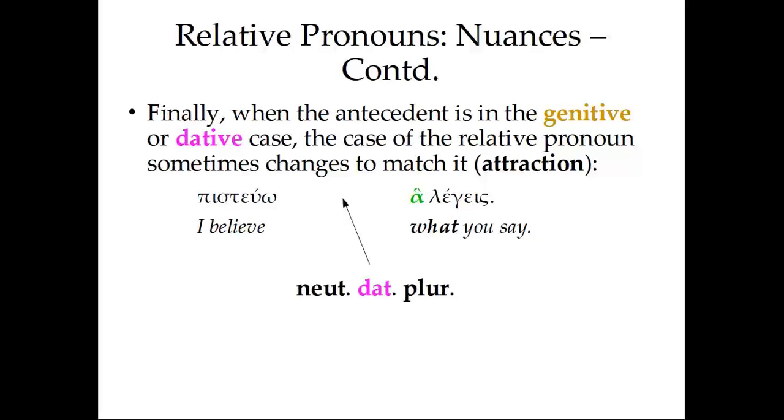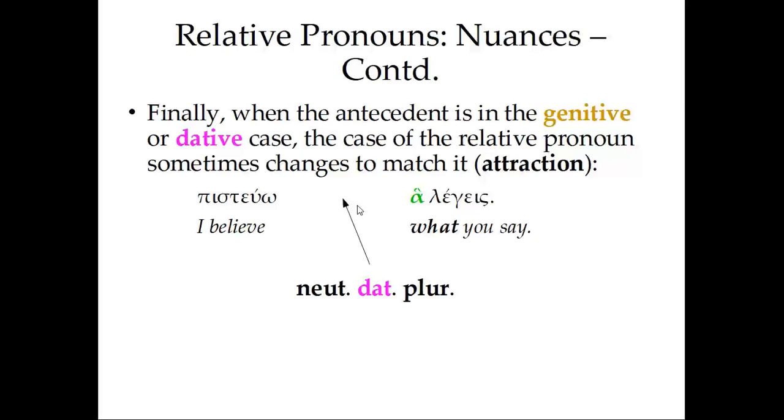What is dropped out is an antecedent that would have been in the neuter dative plural. We know neuter plural just by looking at the relative pronoun there. It tells us neuter plural has to be the same gender and number as our antecedent, so we can really deduce that. And we know that's in the dative because if we know anything about the verb pisteo, it takes an object in the dative of whom you believe or what you believe. So in this case, our antecedent would have been neuter dative plural.